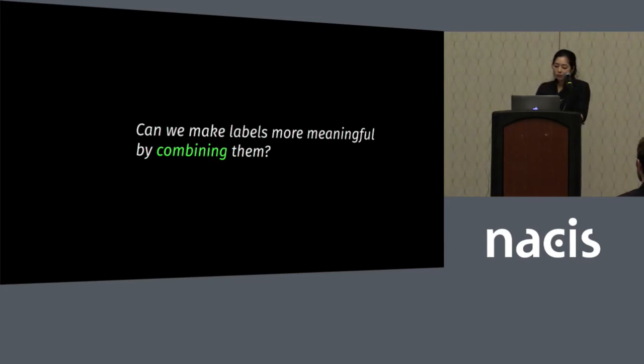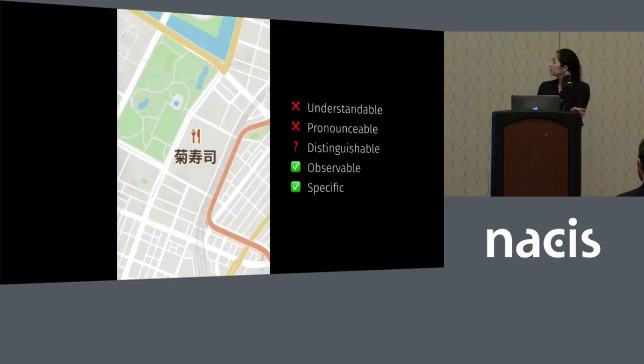And so a question that came up when looking at and evaluating these is, can we make labels more meaningful by combining them? If some labels are lacking in meaning in some dimensions, can we combine the labels to make up for those shortcomings? For example, if we have this restaurant name in Japanese, and we have this category description for this restaurant, can we combine the two and get a full spectrum of meaning for this label?